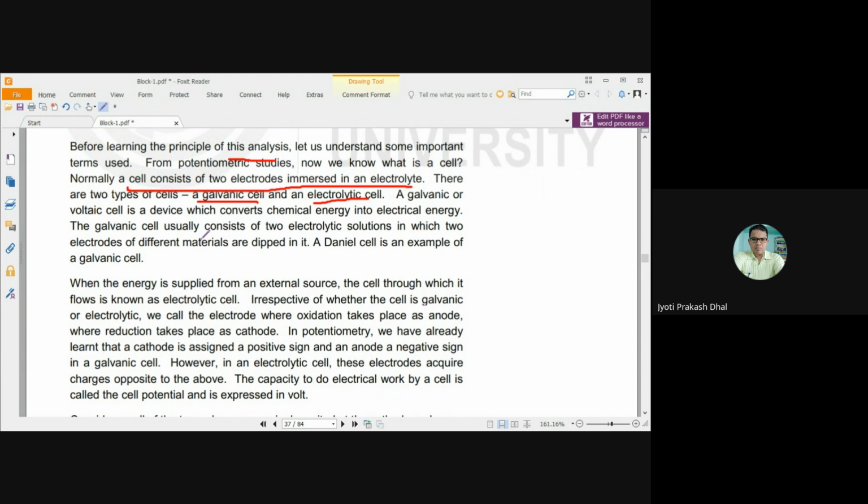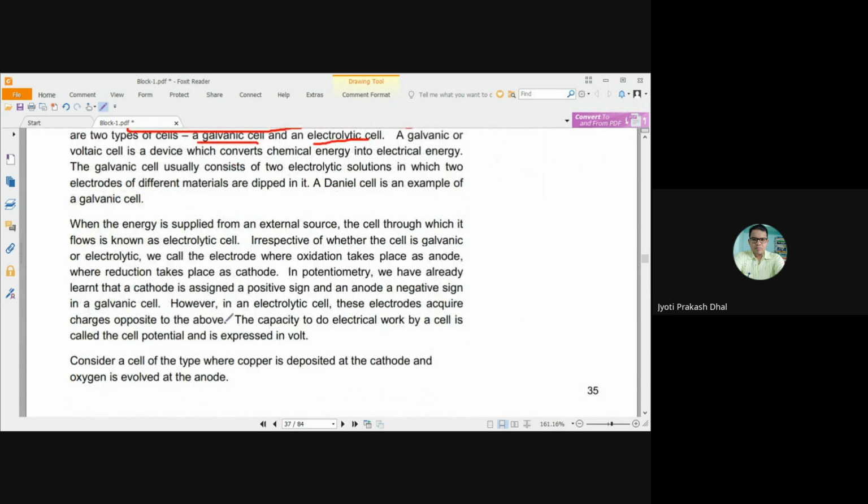The galvanic cell or voltaic cell is the device which converts chemical energy into electrical energy. That means electrical energy is produced due to the chemical reaction taking place inside the cell. A galvanic cell usually consists of two electrolytic solutions in which two electrodes of different materials are dipped. A particular example of the galvanic cell is the Daniell cell that we have already discussed.